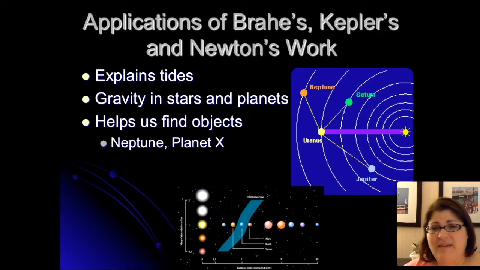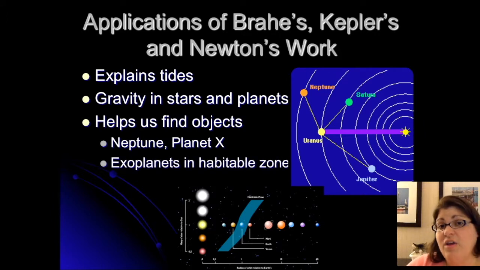It also helps us, right now we're looking at Planet X. That's the idea that outside of Pluto's orbit and some of the inner Kuiper Belt objects, there might be a large object, perhaps the size of Uranus, out in the middle of the Kuiper Belt, and that math is basically coming from the same thing that we figured Neptune out with, and that's calculating the orbits based on Kepler and Newton's work.